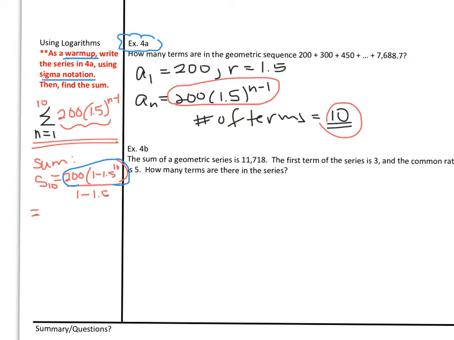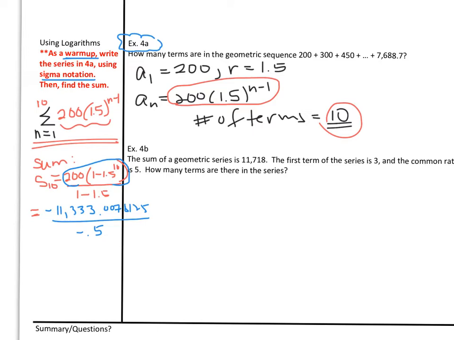Take 200 times, in parentheses, 1 minus 1.5 to the 10th power, parentheses. You would get a really big number that I didn't write down. Hang on. Okay, now I have it. I typed it all in and then I forgot to write out that part. So if we take 200 times 1 minus 1.5 to the 10th power, we get negative 11,333, a lot of decimals here, 0.07812, divided by, and then in the denominator, 1 minus 1.5 is negative 0.5.